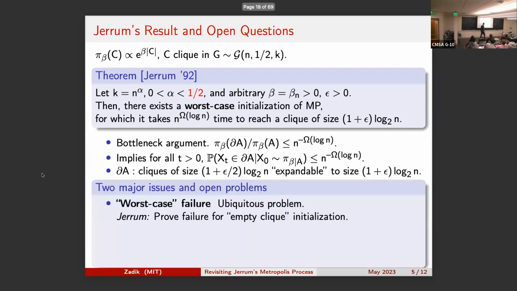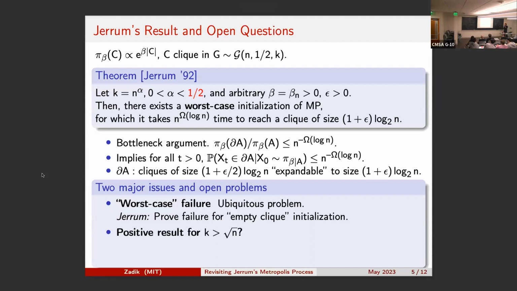Now we're going to revisit this more, but let me tell you some issues that the result has. The first obvious thing that I've mentioned is the worst-case failure, right? How could we trust that lower bound where the failure is in a worst-case initialization? That's just a general problem that we have in this community. It's a big mathematical problem to solve, how to actually produce lower bounds from more natural initializations. And Jerrum also asked in the conclusion of his paper, can you prove a failure, for example, from an empty clique initialization somehow?